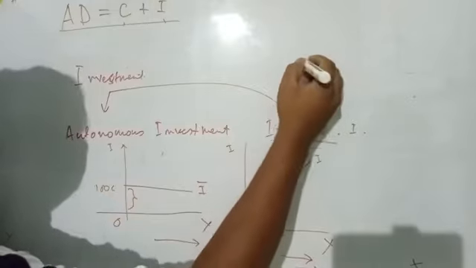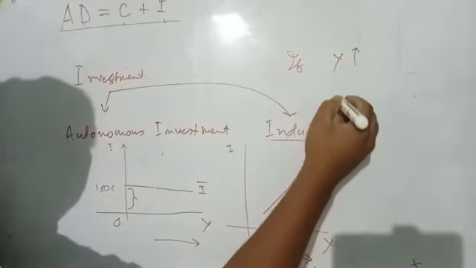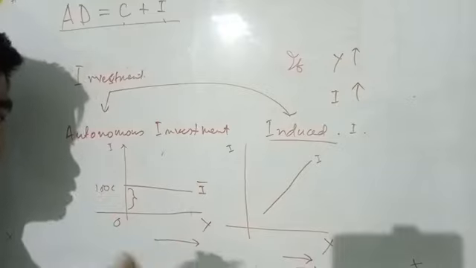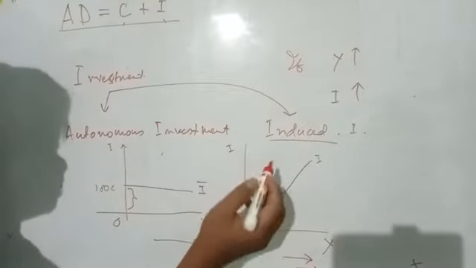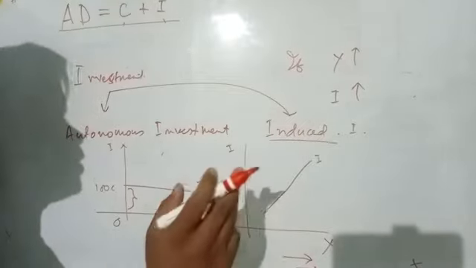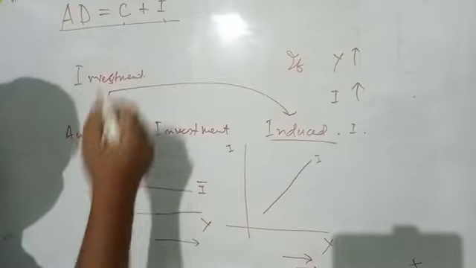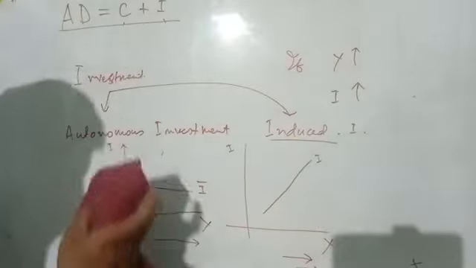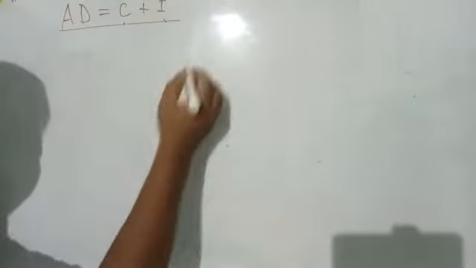It means if income increases, investment also increases. That means if the profit of a firm increases, the company will invest more. So induced investment means the investment that changes or increases with the increase in other factors such as income. So these are the two types we have been deriving. Now, let us derive this aggregate demand curve.